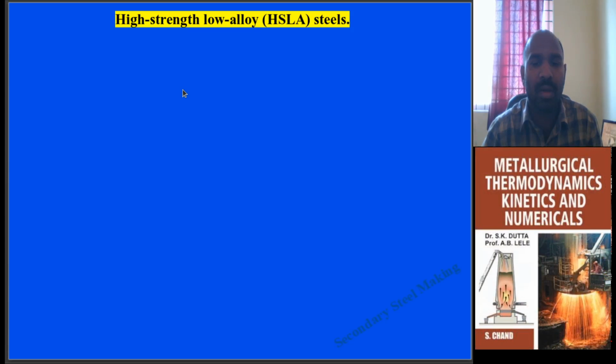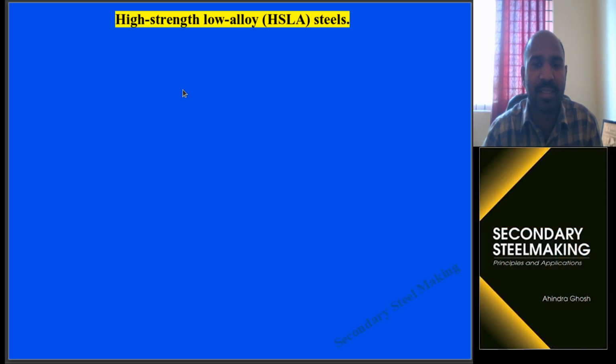And the other grade of steels are high strength low alloy steels. With the alloying addition of niobium and titanium in very low amounts, those particular steels are high strength low alloy steels.